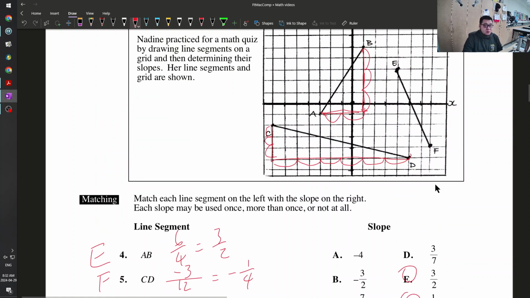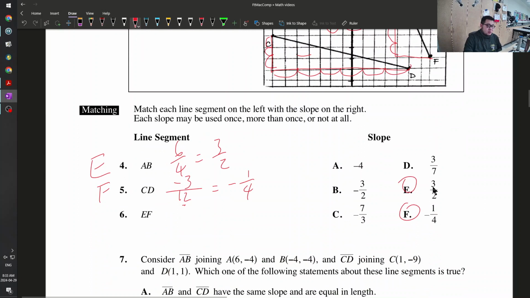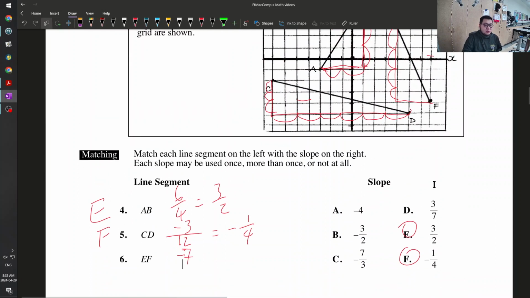EF. Again, rise over run. A way to easily double check is if the slope is going up from left to right, then it should be positive. If the slope is going down from left to right, then it should be negative. So obviously this one is positive, this one is negative, and this one will also be negative. So let's quickly draw the slope out. So 2, 4, 6, 7. The rise is -7 because it's going down. What is the run? 2, 3. Okay, -7 over 3. That is C.